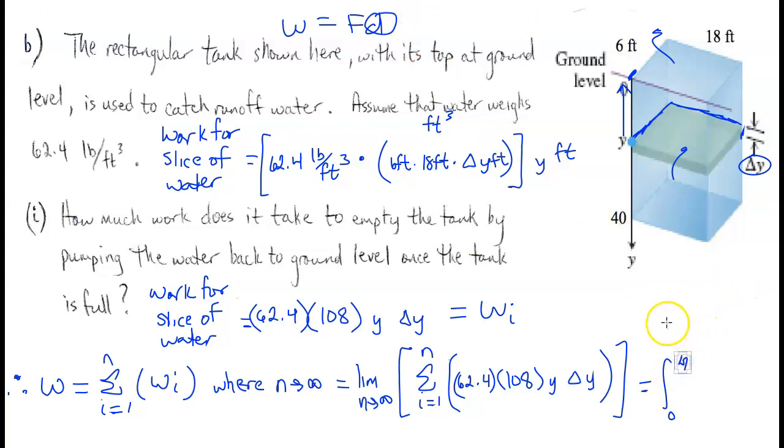So let's try that again. All right, so let's try this one more time. Okay, so got 40 there. And then this is going to be the 62.4 times 108. And of course, once we do the integral here, this delta y here will actually turn into a dy. So this is going to be y dy like that.